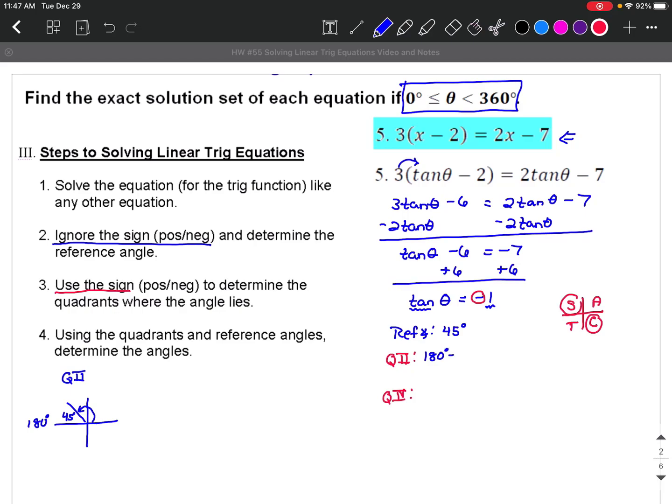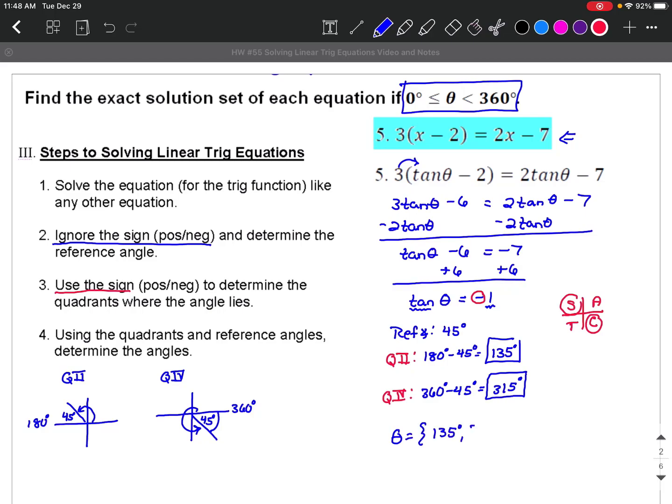So we do 180 degrees minus 45 degrees, and that is 135 degrees. If, however, we're in the fourth quadrant with a reference angle of 45 degrees, that means we're 45 degrees before 360 degrees. Because remember, it's always the distance to the x-axis, the quickest distance to the x-axis. So 360 degrees minus 45 degrees is 315 degrees. I now know that theta can be 135 degrees or 315 degrees. And again, I've got two solutions to a linear equation.